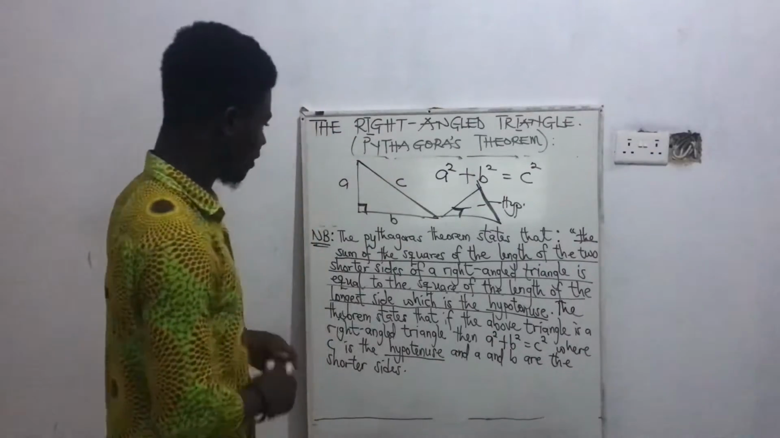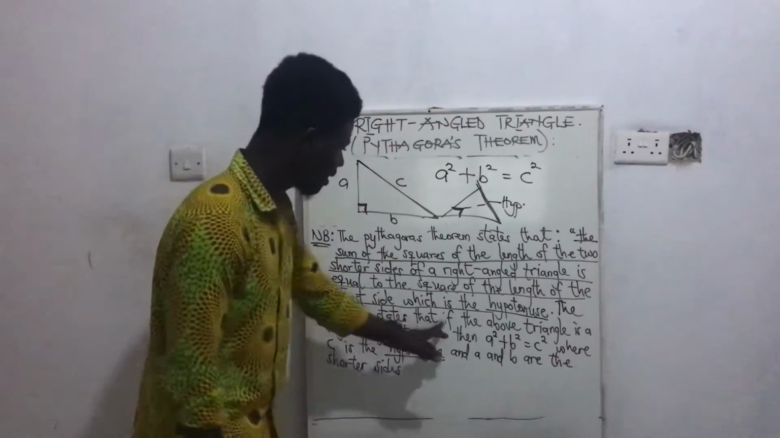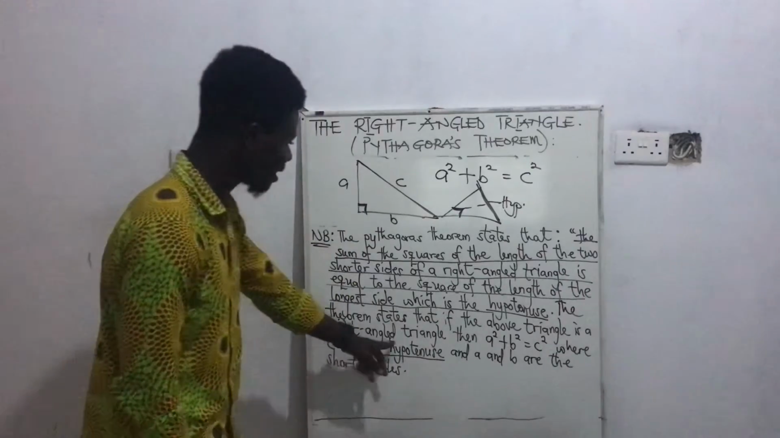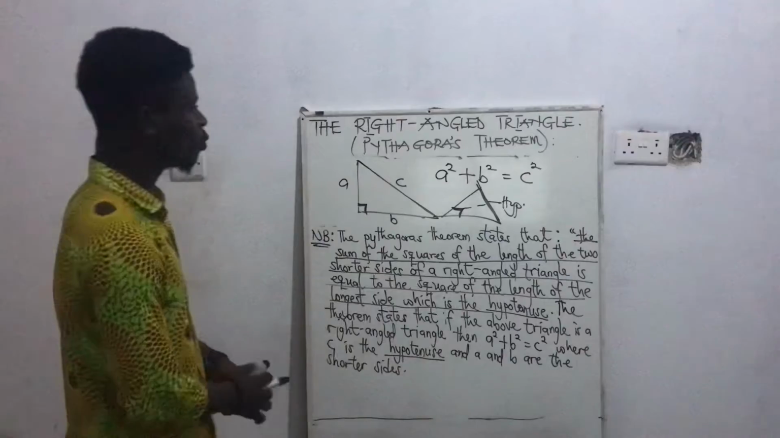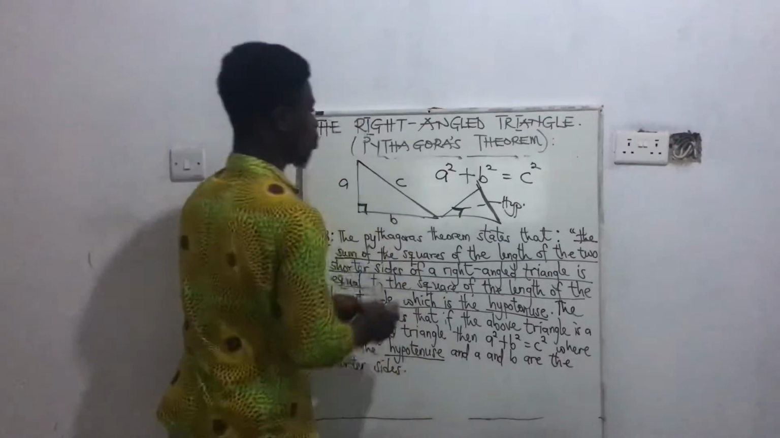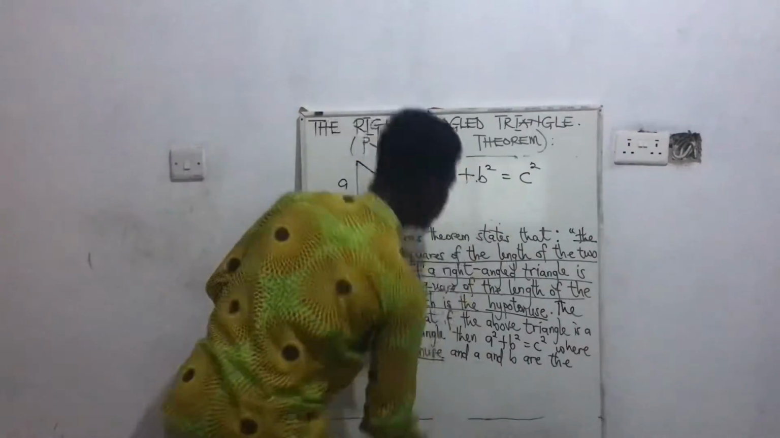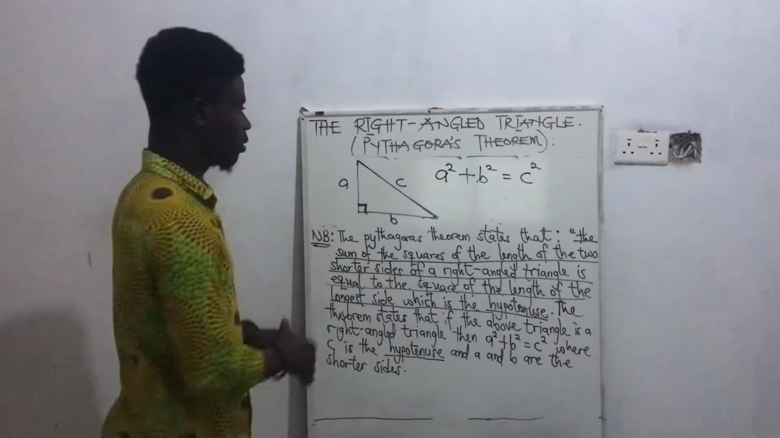Please, do you understand that? Let me go over again. The theorem states that if the above triangle is a right angle triangle, then a squared plus b squared equals c squared. Why is this so? We have this from the theorem.